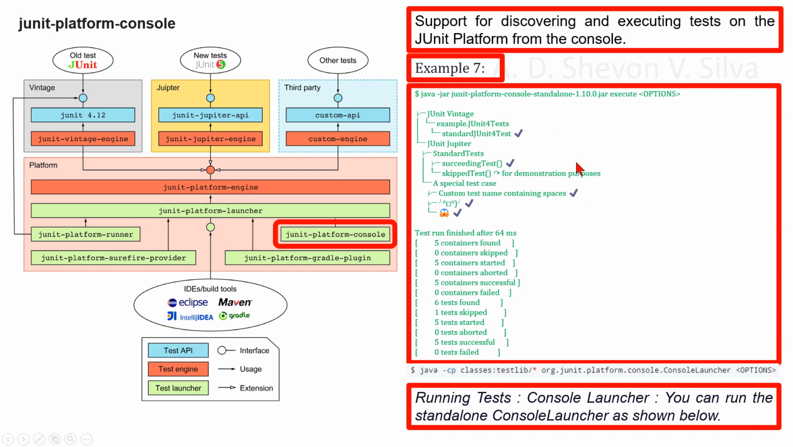The executable junit-platform-console-standalone-1.10.0.jar with all dependencies included is published in the Maven Central repository under the junit-platform-console-standalone directory. You can run the standalone console launcher as shown here. You can also run the standalone console launcher as shown here, for example, to include all jars in a directory.